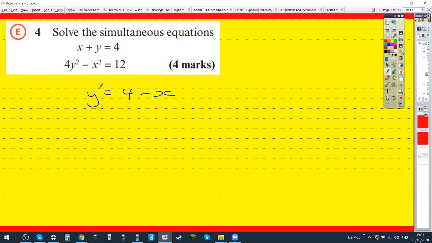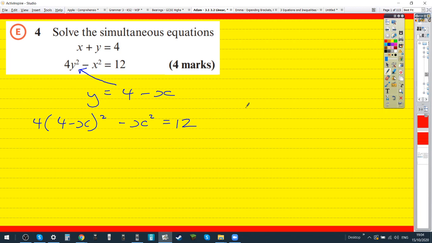You would substitute that for y squared. So it'd be 4 brackets 4 minus x close brackets squared minus x squared equals 12. Yep.